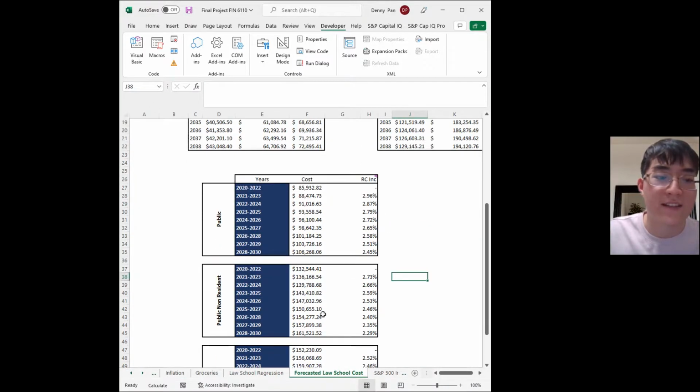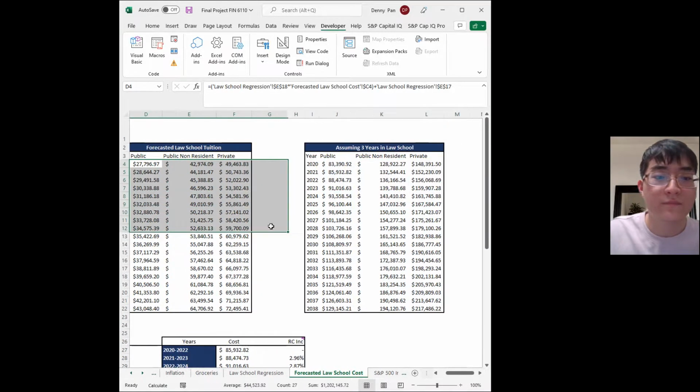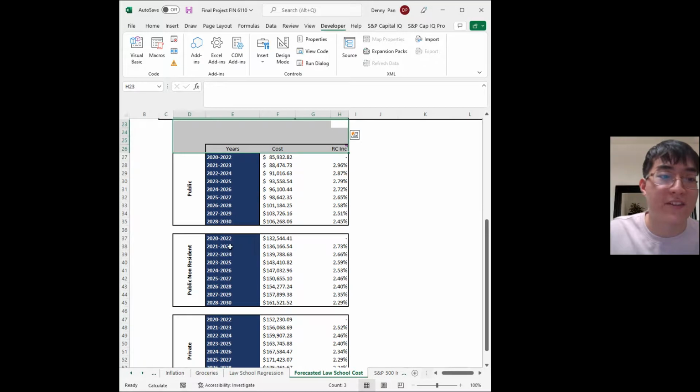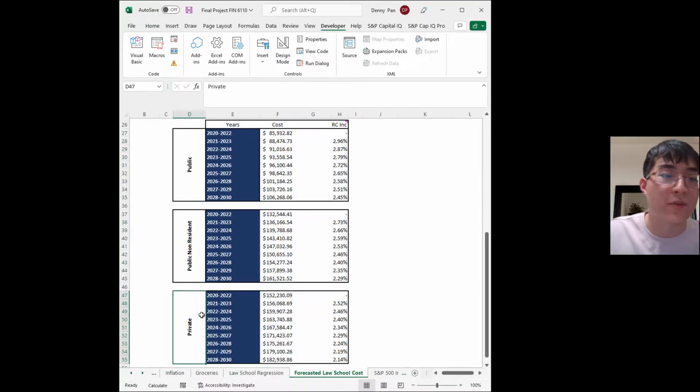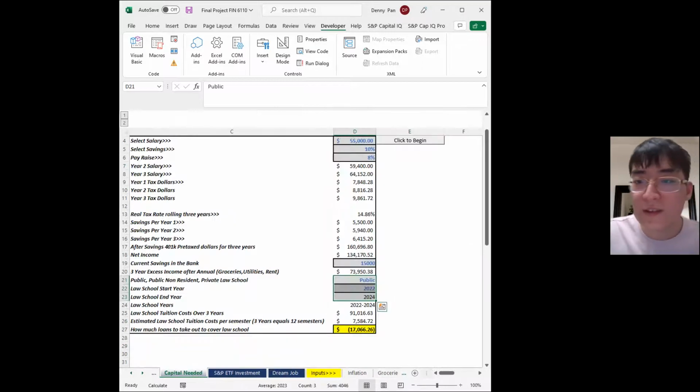In the earlier sheet, it posts this information. When you input a beginning year like 2020, it will pull this cost for those 3 years, which is adjusted up here. It pulls public, non-resident, or private first, and then it looks at these, and then it looks at this. Go all the way back. Okay, so now we will look at the ending portions of it.